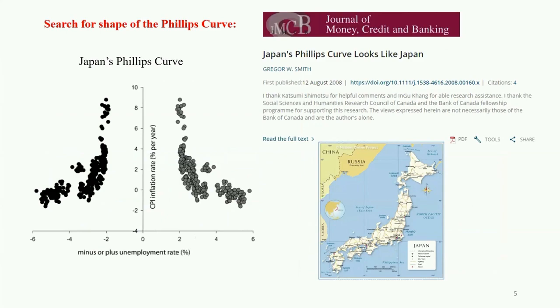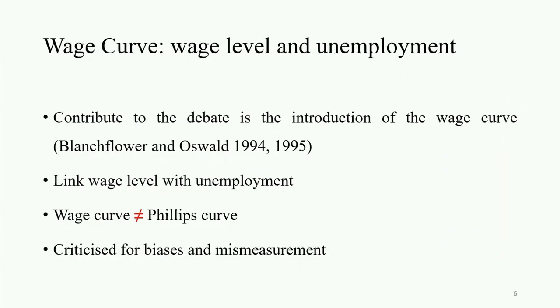Then, contributing to the debate on the link between wage and unemployment is the introduction of the wage curve. Different from the Phillips curve, the wage curve links the level of wage, instead of wage inflation, with unemployment. It says that there is a negative link between the wage level and unemployment. There have been a lot of empirical studies showing evidence supporting the wage curve literature. But there are also a lot of criticisms of the wage curve model, most of them about biases and mismeasurement, which I will talk about in more detail later when we go into the analysis.